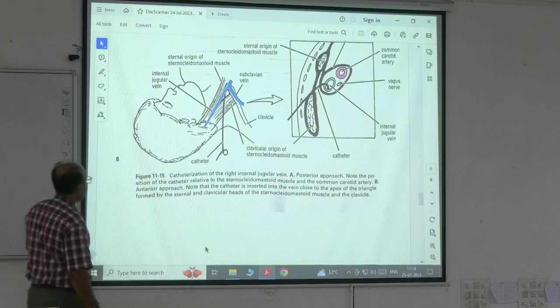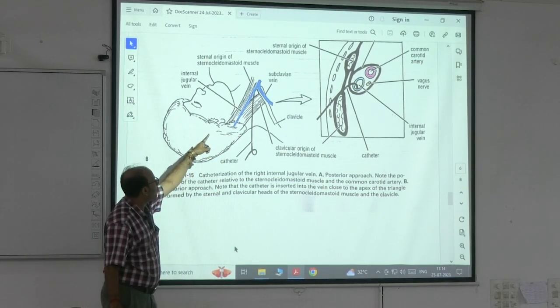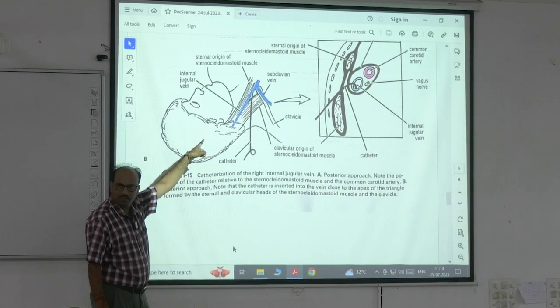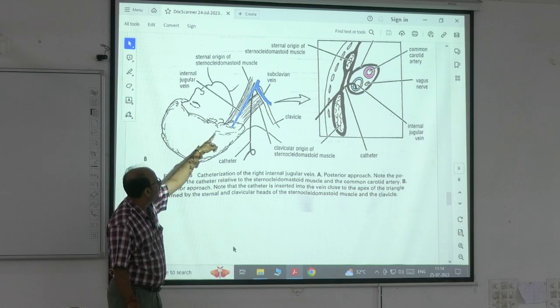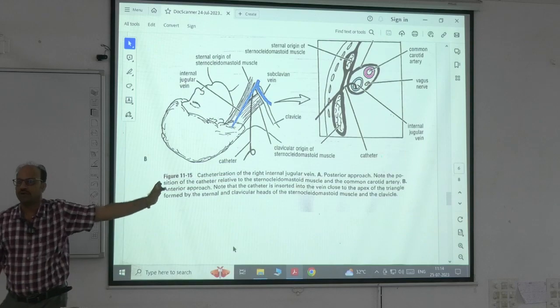Here, in the triangle between the two fibers of the sternocleidomastoid and the clavicle, this is the anterior approach of the cannulation of the internal jugular vein.